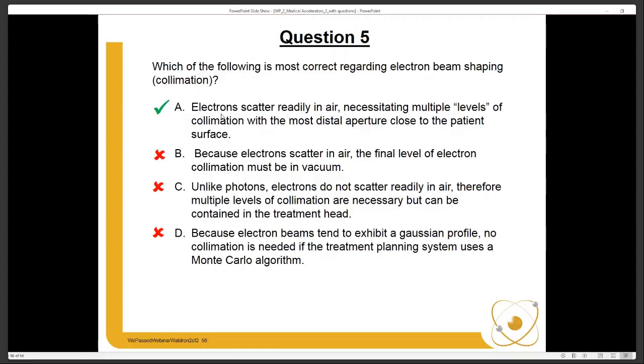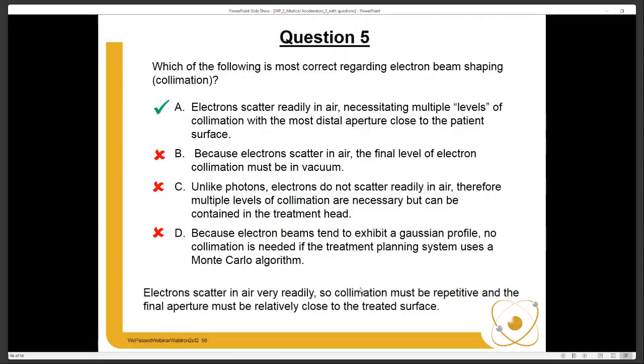I think I said it a few times. Electrons scatter very readily in air, and so that means that if my beam is going to be anything but Gaussian at the patient, I'm going to have to collimate it over and over and close to the patient. I have a few more slides to cover, but that's the last question.